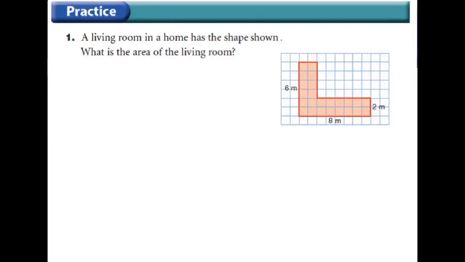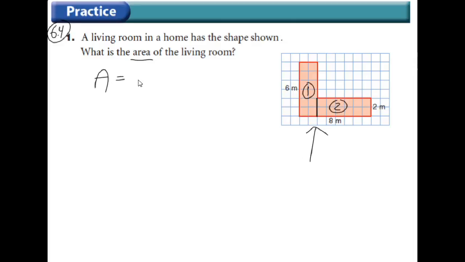Okay, Mr. Hammer's back here for question number 1 for section 6.4. This is where we're talking about irregular shapes, like this one over here. That's a living room, and they want to know the area. So when we have irregular shapes, we simply break that shape up into 2 or more pieces, and then we can figure it out.